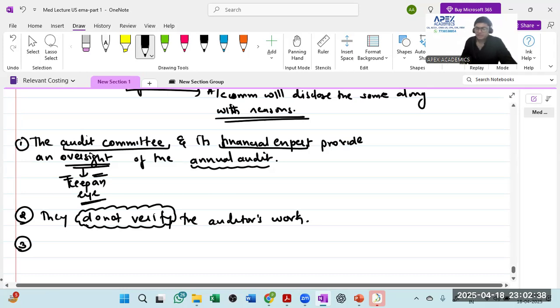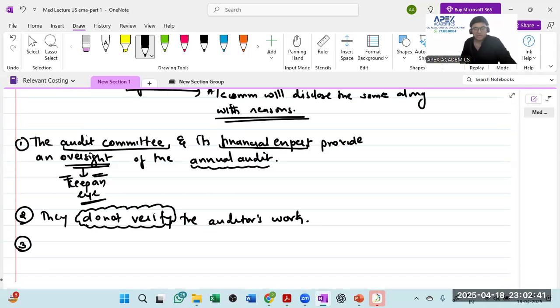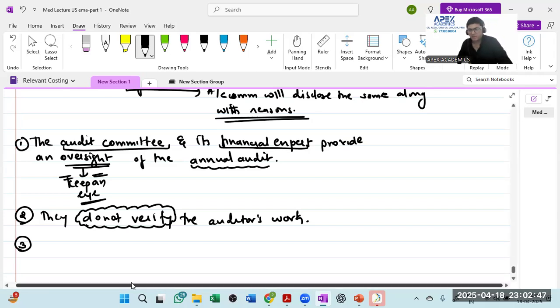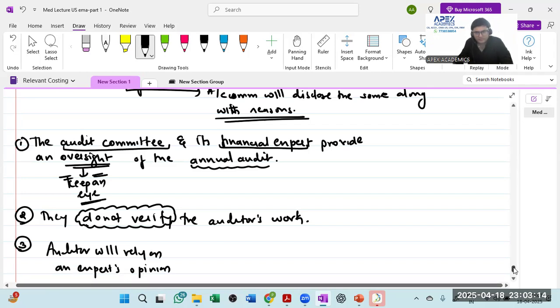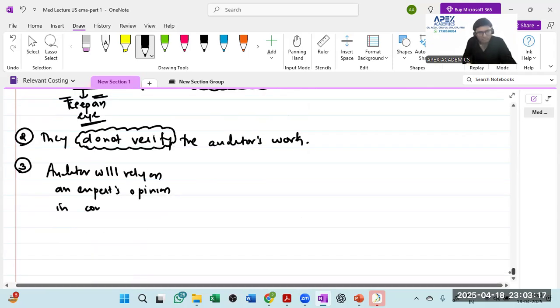The financial sophistication of the auditor's expert works as a resource for the audit committee. Now, what is the meaning of this particular statement? Let's try to understand. The auditor will rely on an expert's opinion in complex audit assignments.